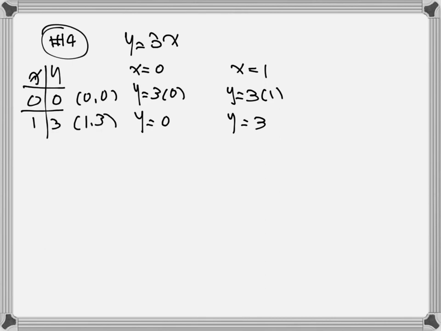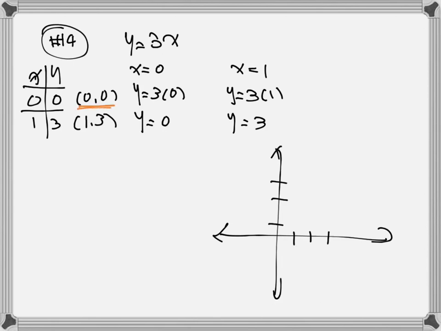After that, let's graph this. 1, 2, 3. 1, 2, 3. Okay, so let's use a different color so you guys can see clearly. So 0, 0 over here. 1, 3, 1 is here, 3 is over here. So this will be 1, 3. Okay, after that, let's draw a line to connect the 2 points, and that's your graph.